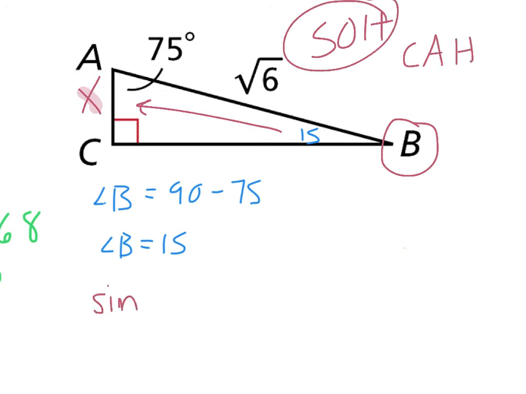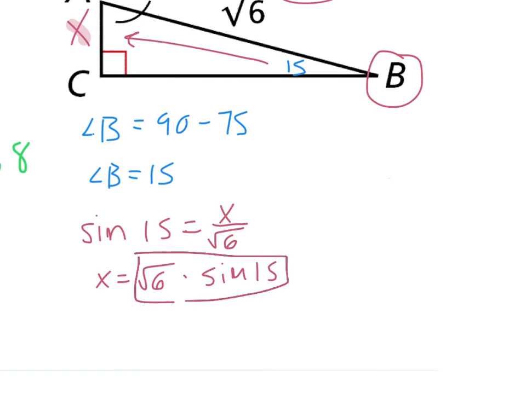So we'll do the sine of angle B, which is 15, and that's equal to, what's opposite of angle B? AC, which we're calling x, and what's the hypotenuse? Square root of 6. So x is going to be equal to the square root of 6 times sine of 15, because I just multiplied the square root of 6 on both sides to get x by itself. So you're going to put this into your calculator. You take sine of 15 and then multiply that by square root of 6. X is equal to 0.6.